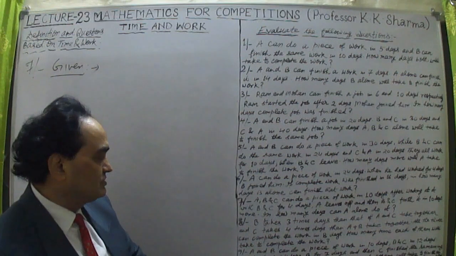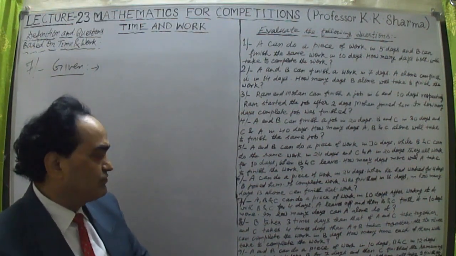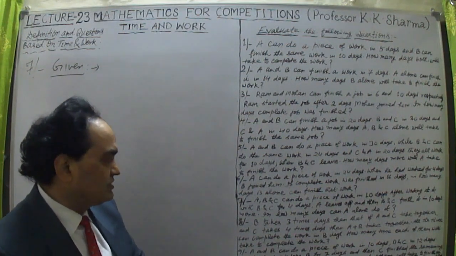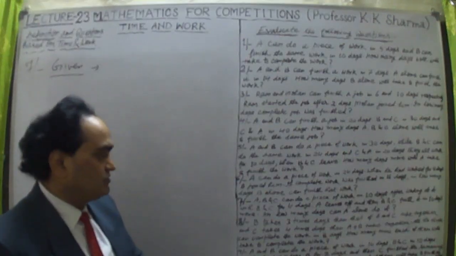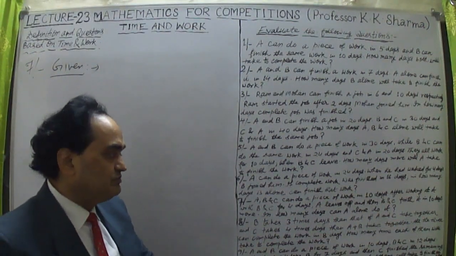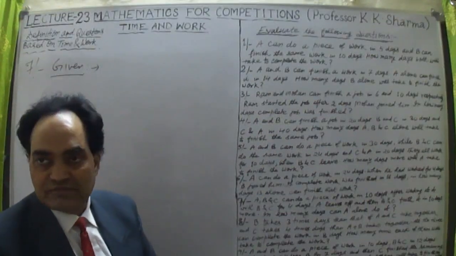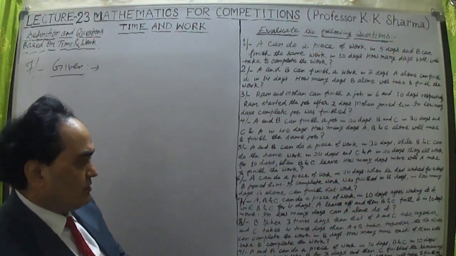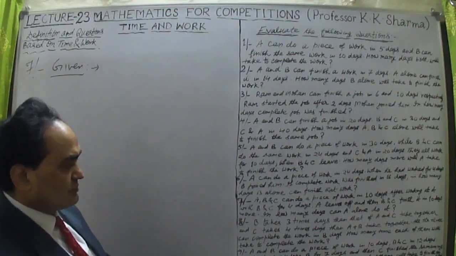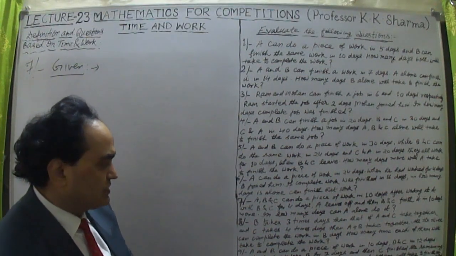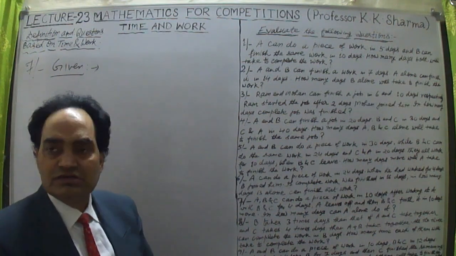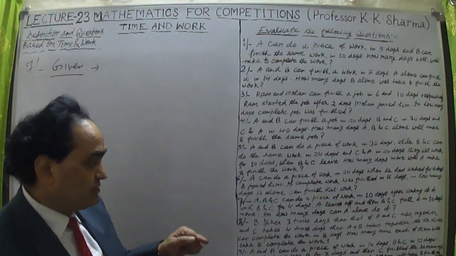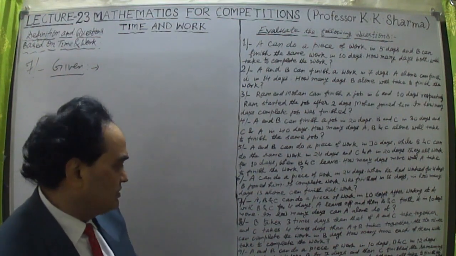Okay, and after working at it with B and C for 4 days, I mean all the three worked for 4 days, A leaves off and then B and C finish the remaining work. So we have to find out the rate of work of A. We can find that B and C's rate of work is what? That is the remaining work, which will be finished in how many days?